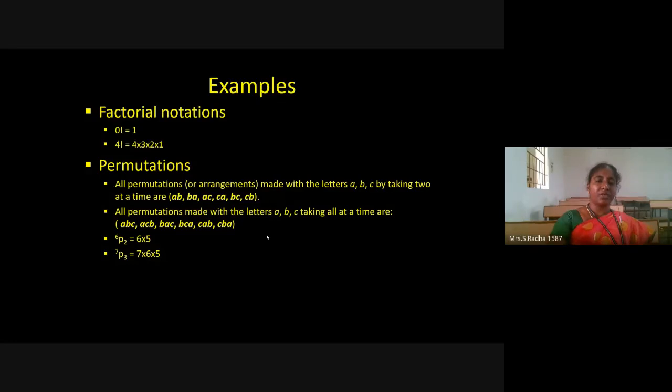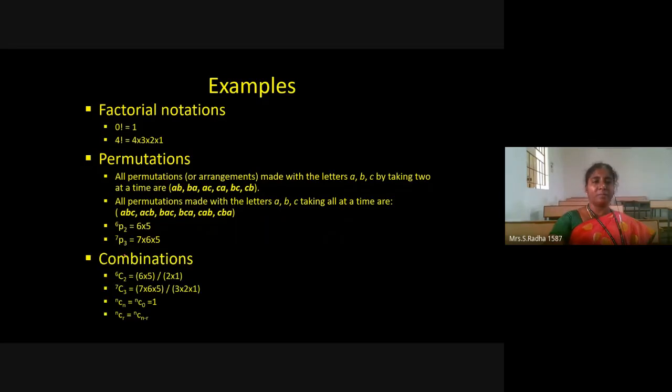If we simplify, in the first case we write 6 factorial by 4 factorial, which means 1, 2, 3, 4, 5, 6 in the numerator, and in the denominator 4 factorial means 1, 2, 3, 4. So 1, 2, 3, 4 get cancelled in both numerator and denominator. We are left with 5 into 6, which is written here in yellow color. Similarly, you operate for 7P3.